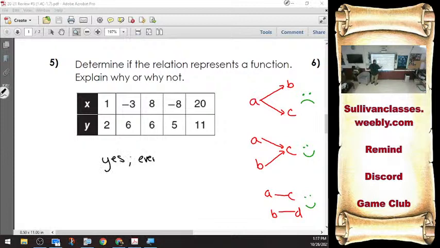Because every X maps to exactly one Y. Every X goes to one Y. Technically the definition is every element of the domain maps to exactly one element of the range. I can only say that if I actually have a graph. Now, if you want to make a graph of this right next to it and then say that, go for it. But I think it's overkill.